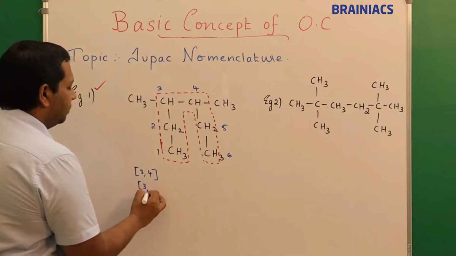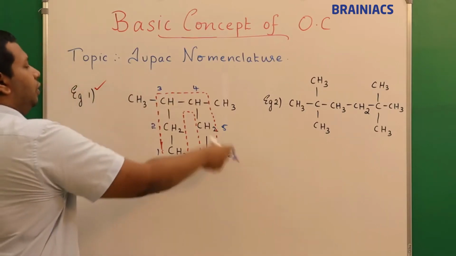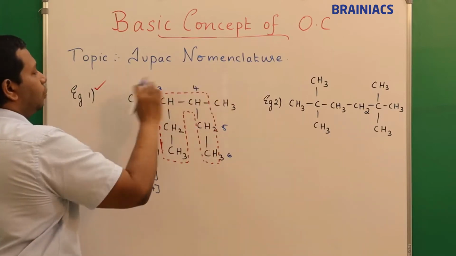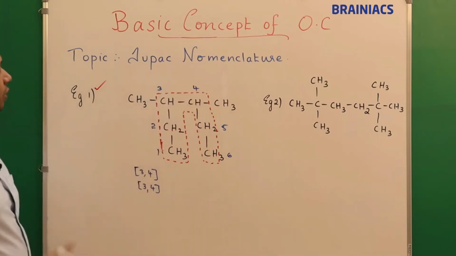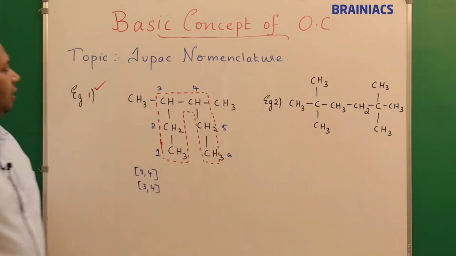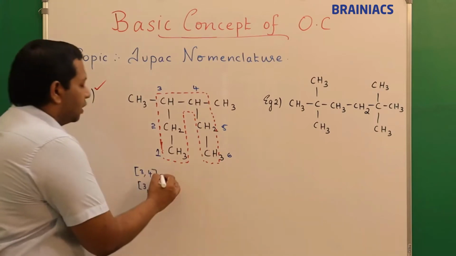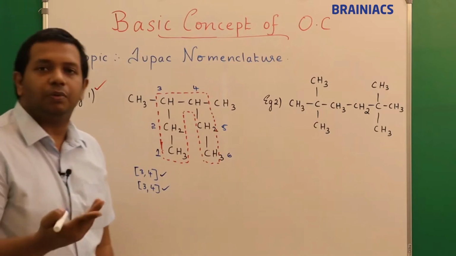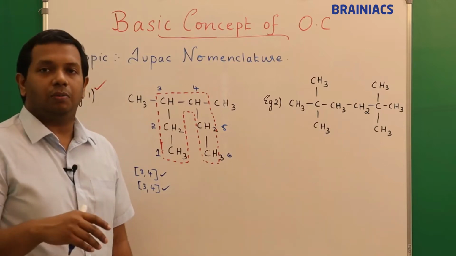That means it is a symmetrical molecule. So whether you number this way or that way, in both cases the CH3 groups get 3, 4. So you can choose anything. Suppose I choose this way, there will be no change in the name. So both are correct. Now numbering is completed. What is the next step you need to do? You need to name the compound, correct?